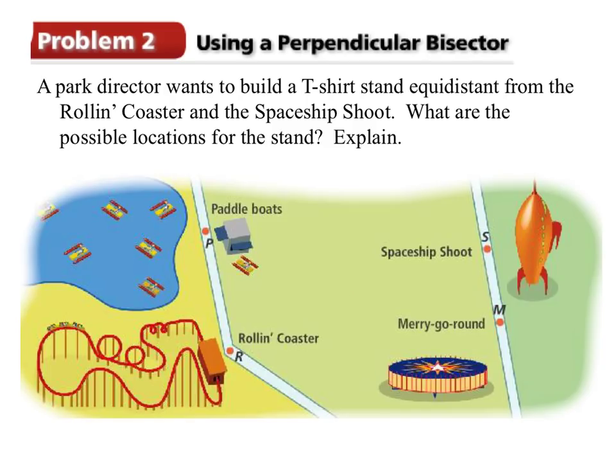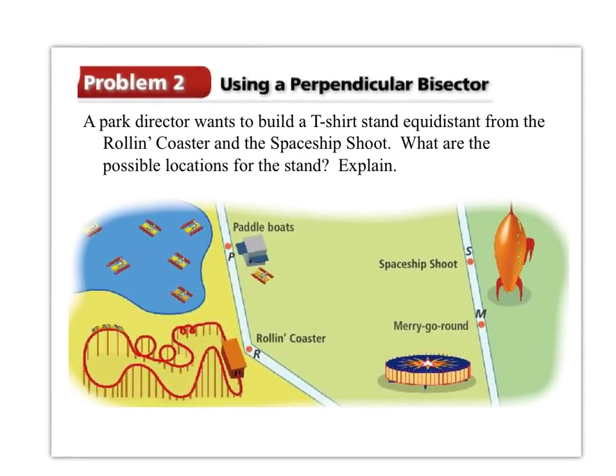All right, so now we have a little bit of an application problem for this one here. A park director, if you think of something like Kings Island or Coney Island, wants to build a t-shirt stand that is equidistant, or the same distance, from both the roller coaster down here and the spaceship chute right over here. So what are the possible locations for this stand?